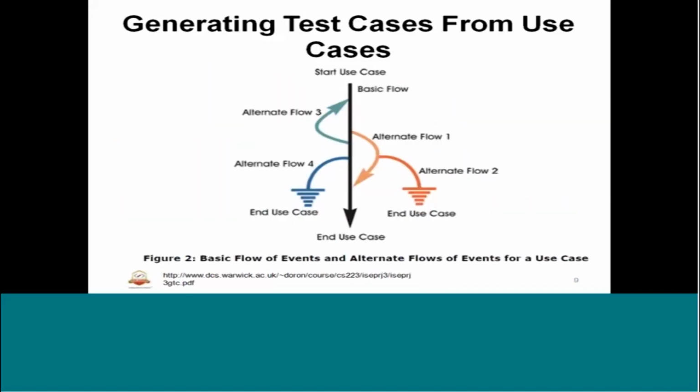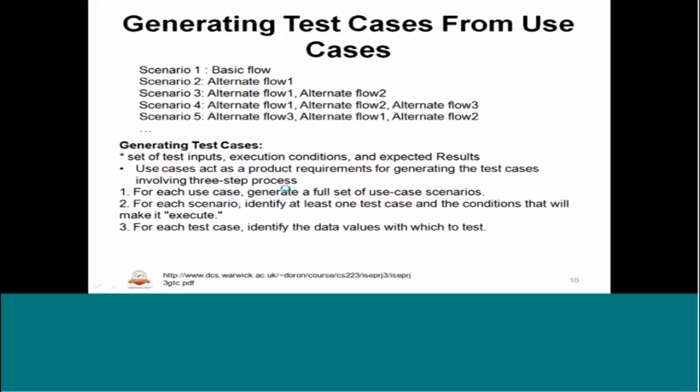You can see multiple scenarios here, right? So it can take this path, basic flow, alternate 1, 2, and alternate 1, 2, then alternate 3. It goes back and again it comes, alternate 4 can be there. Likewise, we can have multiple scenarios. For each scenario, one test case, we are going to have it.